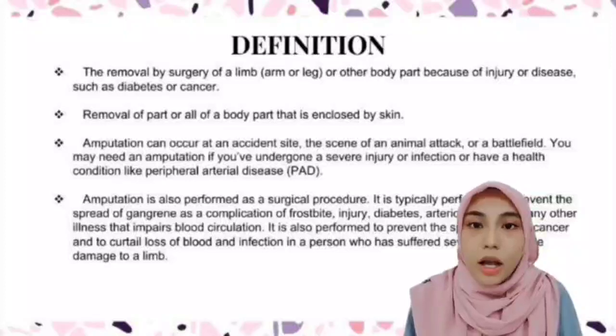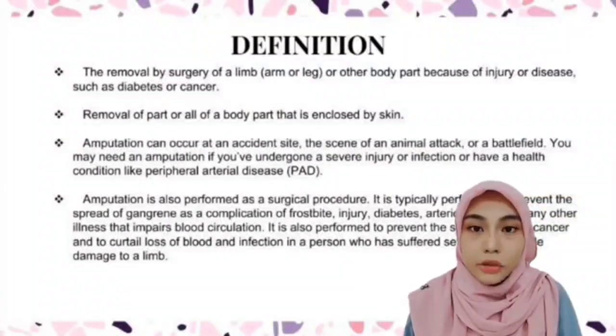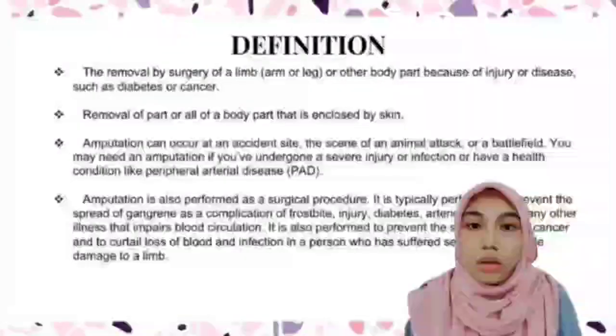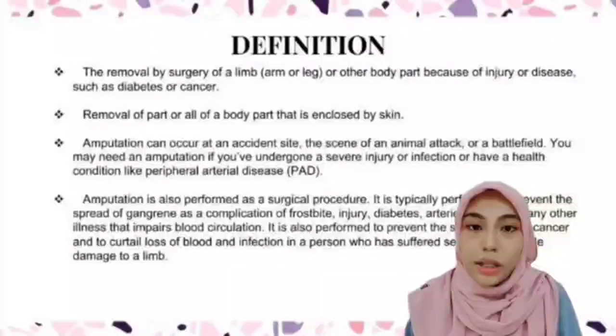I would like to present about the definition of amputation disease. Amputation is the removal by surgery of a limb or other body part because of injury or disease such as diabetes or cancer. It is the removal of part or all of a body part that is enclosed by skin.